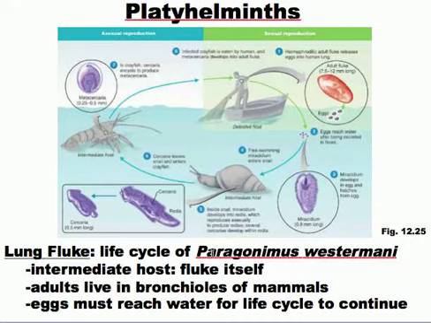Inside the snail, the miracidium is going to reproduce asexually, right? That's the definition of being inside of an intermediate host, and it's going to produce rediae, which contain another form of the fluke that's called the cercariae, which is seen here. So here's the rediae. The rediae contain another form of the fluke, referred to as the cercariae.